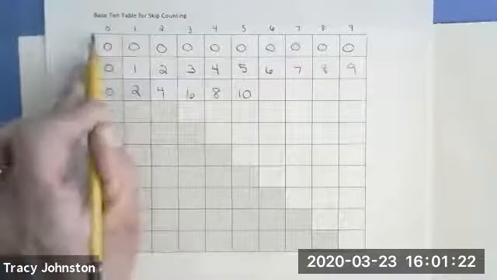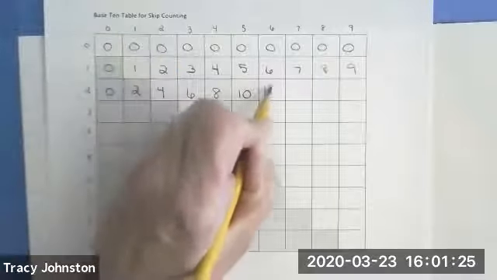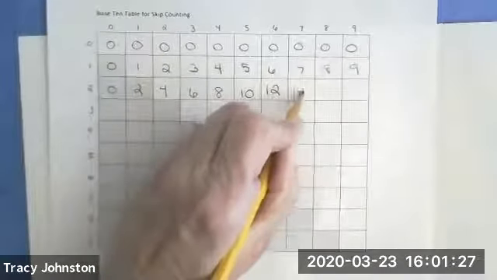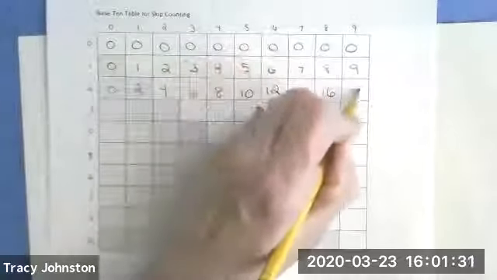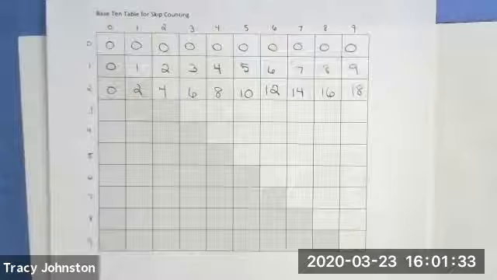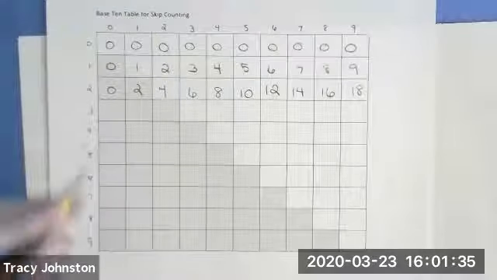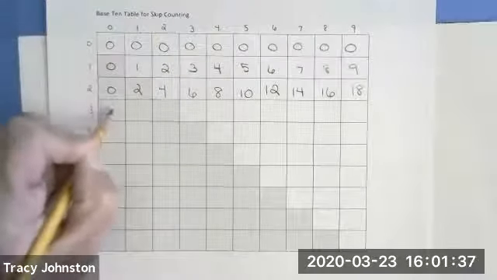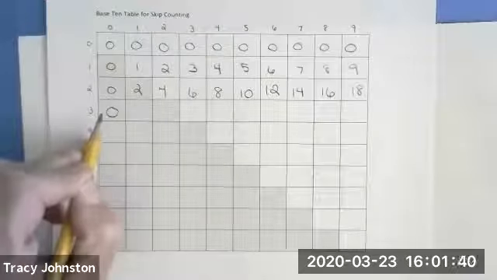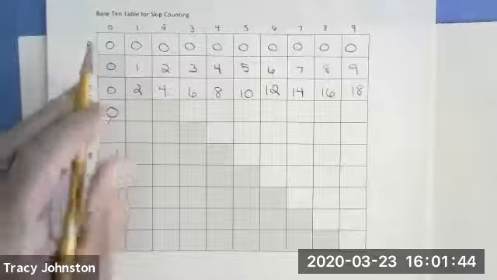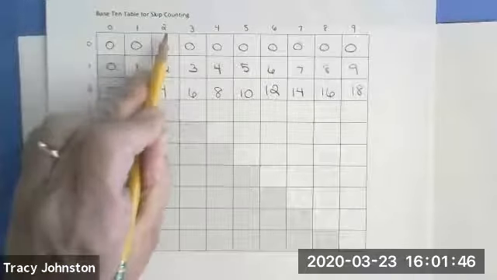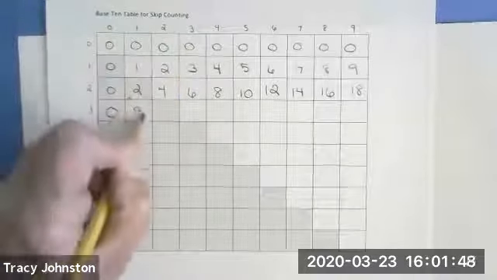And we write that in there, and then we skip count plus 2 to get 12, plus 2 to get 14, plus 2 to get 16, plus 2 to get 18. So the same idea with skip counting by 3s. You go down to the 3 row and you write a 0 because every row starts with a 0. And now we want to count 1, 2, 3. 3 jumps gives us 3.